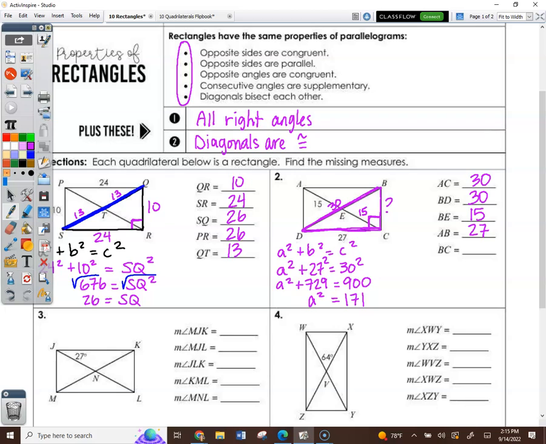No, I think I left mine as radicals. I did go to the nearest 10th. I want you to write both. So right here, when you square root, BC is going to be the square root of 171, which to the nearest 10th was 13.1. I want you to write both, because technically, the actual length of it is the square root of 171. It is not 13.1. That's rounded.